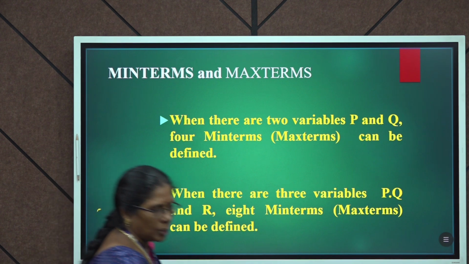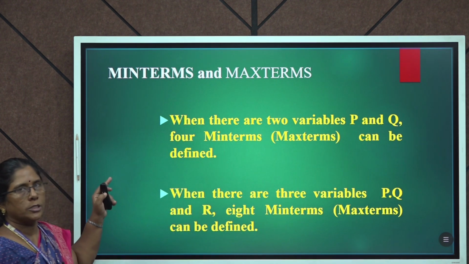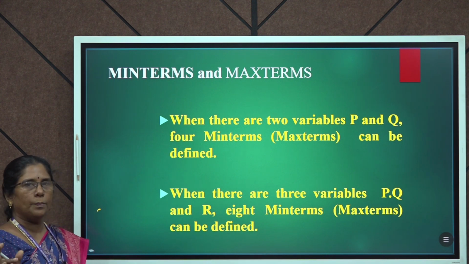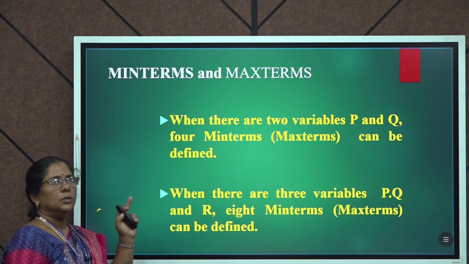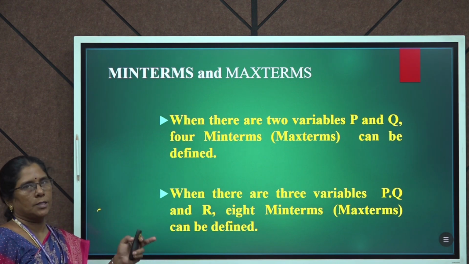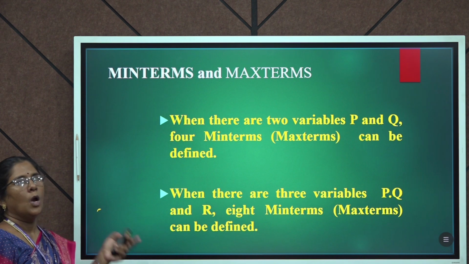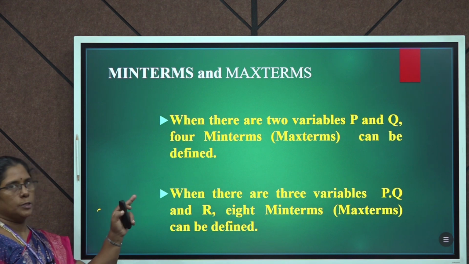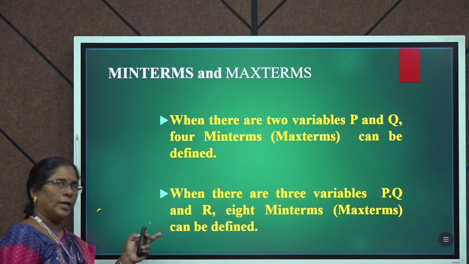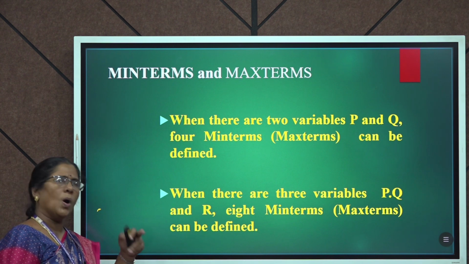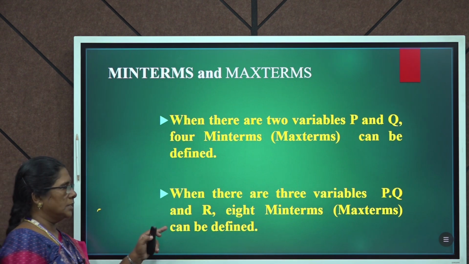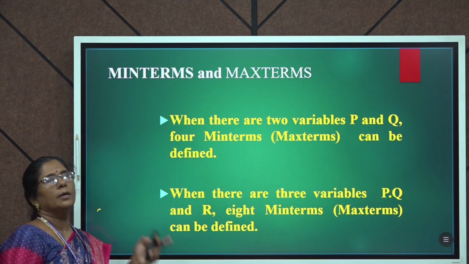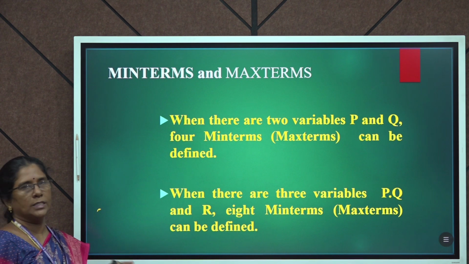Now we have to know an important concept about maxterms and minterms. When a statement formula involves only two variables P and Q, there are four minterms or maxterms possible. If a statement formula involves three variables P, Q, R, then we can define 8 minterms or maxterms. We can generalize this: if there are n variables, you can define 2 power n minterms or maxterms. So the general formula is 2 power n.